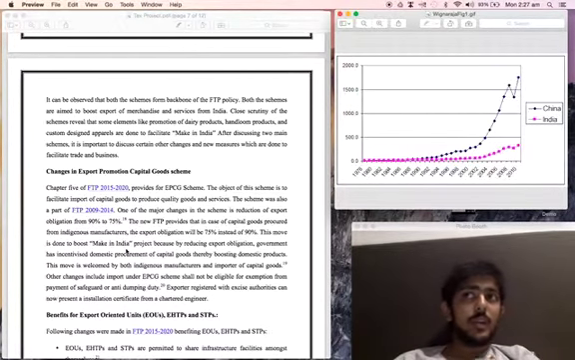When you load on an obligation, you have much more flexibility in terms of where you can sell and what you can do. And this flexibility is only offered if you buy from an indigenous manufacturer.